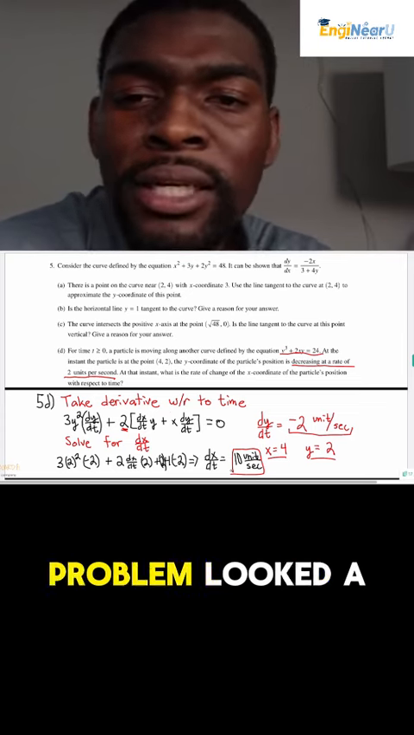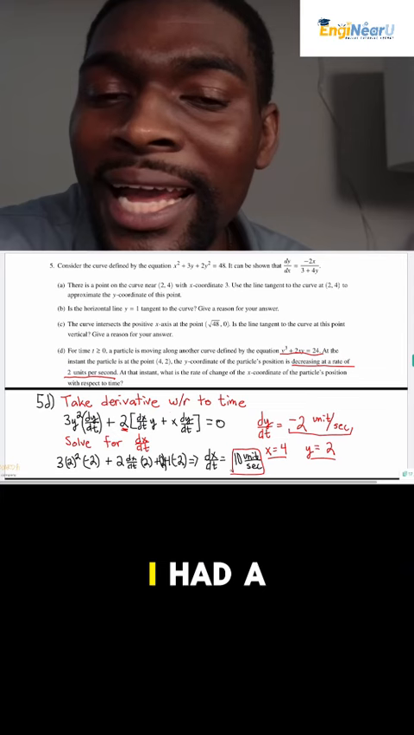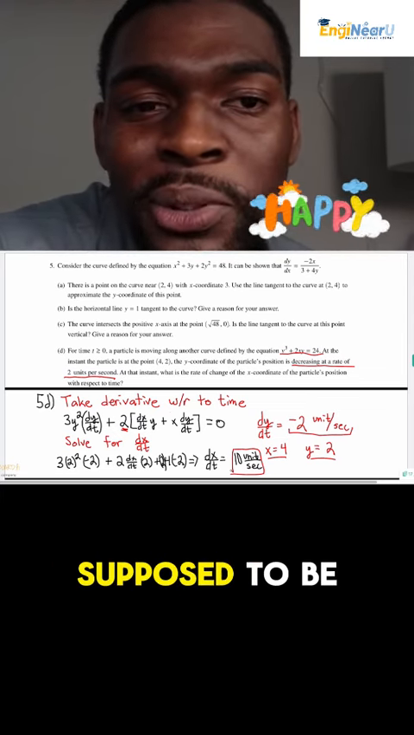Now, again, this problem looked a little bit like it was asking about a particle in motion, but this was just a very simple related rates problem. I had a lot of questions about this one in my program, so I was happy that everyone now can understand exactly what was supposed to be done to solve this one.